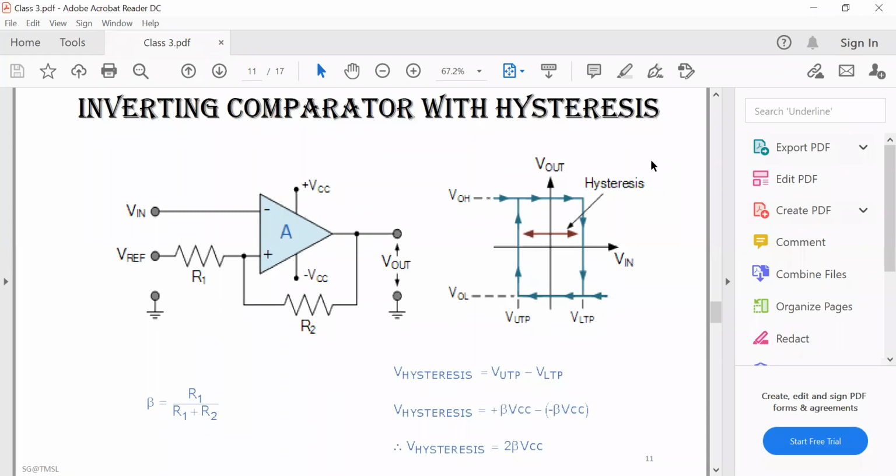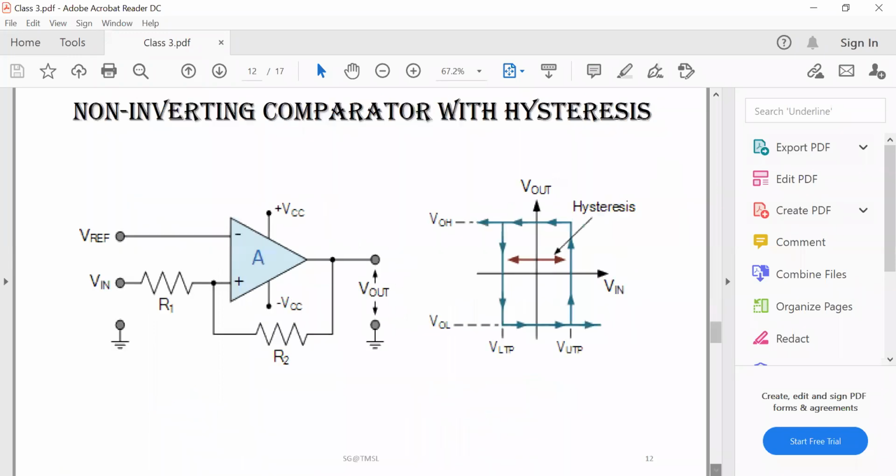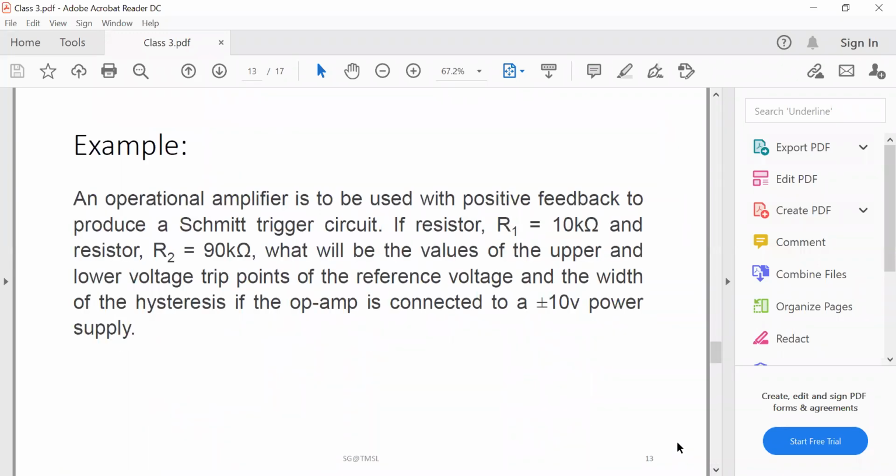Sir, could you show the question, please? Yes, yes. But all of you have finished this one. Yes, sir. Sir, plus 1 volt and minus 1 volt, last one, and minus 1. Oh, answer. Yes.